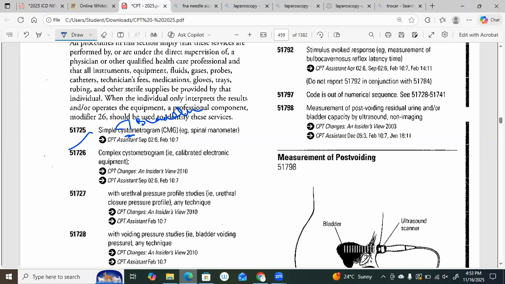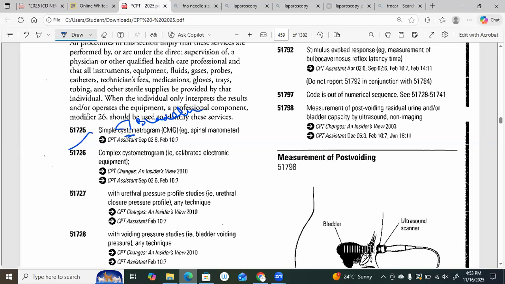So basically, a CMG has two types of procedures, complex and simple. In the complex, we use specific calibrated equipment, whereas in the simple, a normal catheter is used, and the manometer is used to identify the pressure of the bladder.